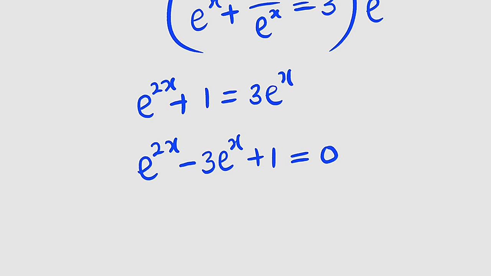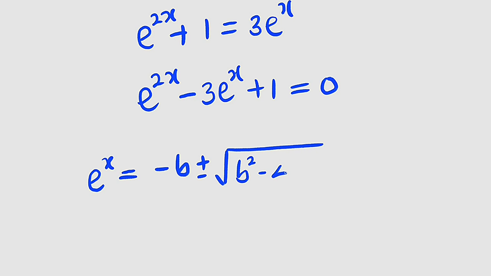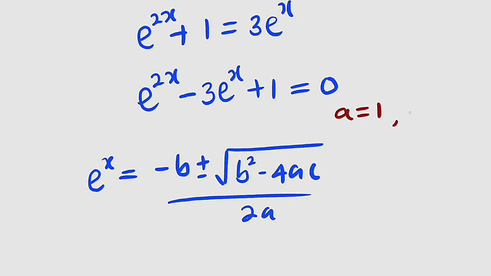Therefore, we are going to apply the general formula to solve this quadratic equation in terms of e to the x. So since the quadratic equation is in terms of e to the x, we have e to the x equal to minus b plus or minus the square root of what? b squared minus 4ac, divided by 2a. Let us declare our variables. You can see a is equal to 1, b equal to negative 3, and c equal to 1.